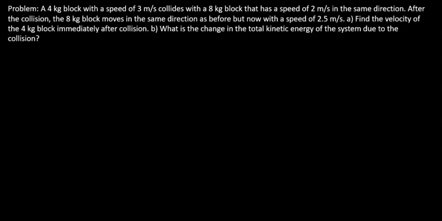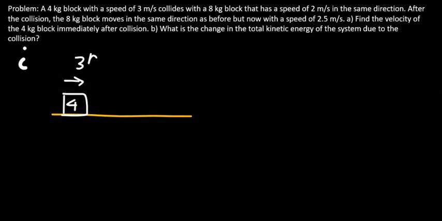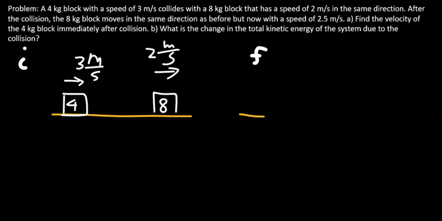So let's sketch the initial and the final states. The initial state is where you have two blocks. The first one is the 4 kg block. So this is 4 kg, and it's moving with 3 meters per second. And then you have another block which is 8 kg moving in the same direction with a speed of 2 meters per second. Now let's look at the final state, the state after collision.